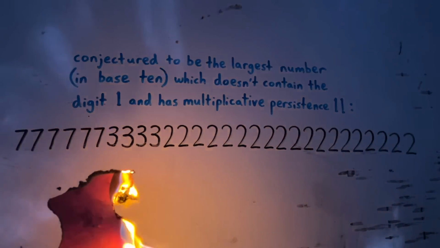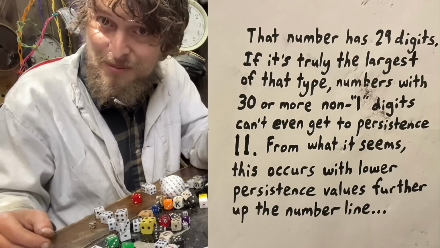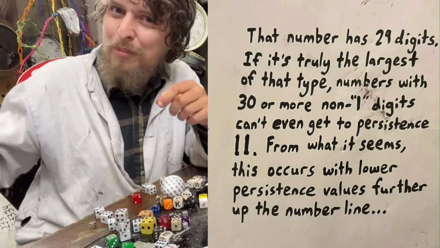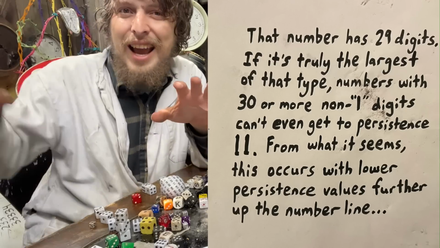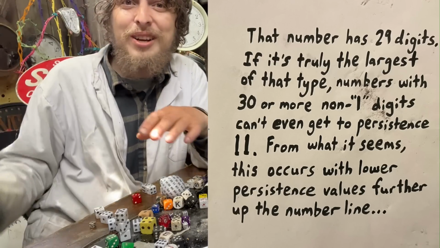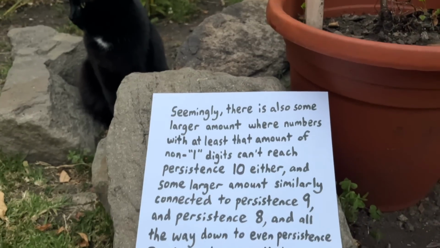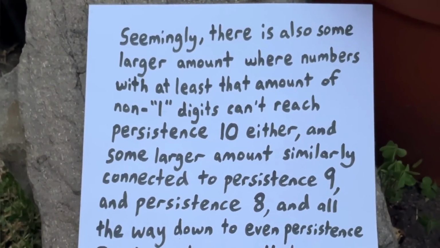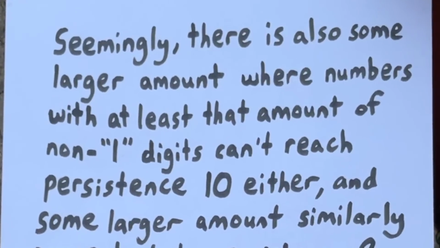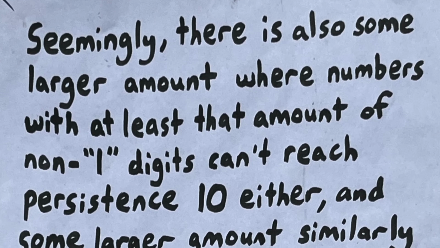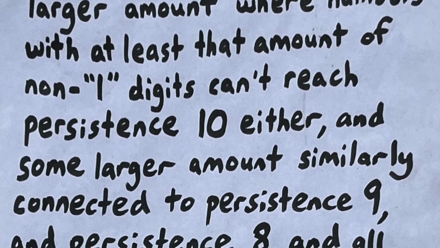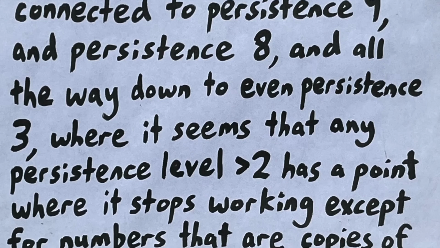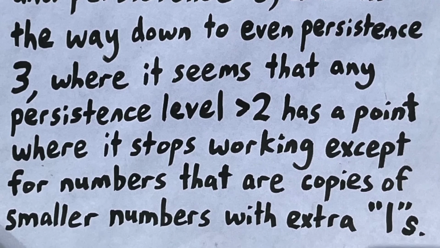And it's not just persistence of 11 that seems to lose its abilities. It looks like as you go up the number line, you get to a point where unless a number is almost entirely the digit 1, with just a small handful of non-1 digits that are a rearranged version of something we've met before, a number can't have multiplicative persistence more than 2.